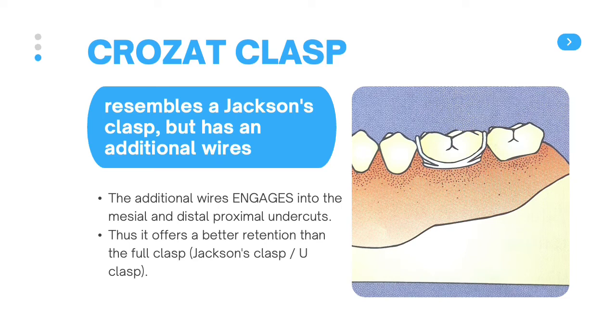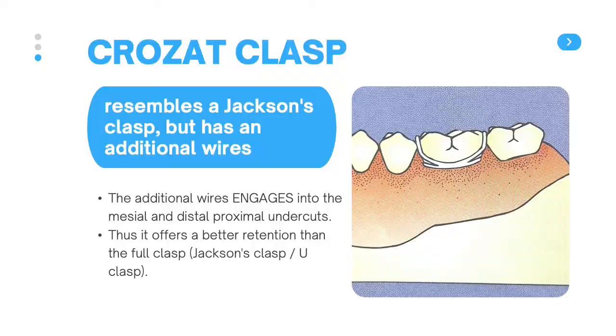The final type of clasp is the Crozat clasp. It resembles a Jackson clasp but has additional wires here. Okay, the additional wires engage into the mesial and distal proximal undercuts. Thus, it offers better retention than the Jackson clasp. So remember, the Jackson clasp is also known as the U clasp because of the shape, and also the full clasp because it covers all the proximal area and undercut area.